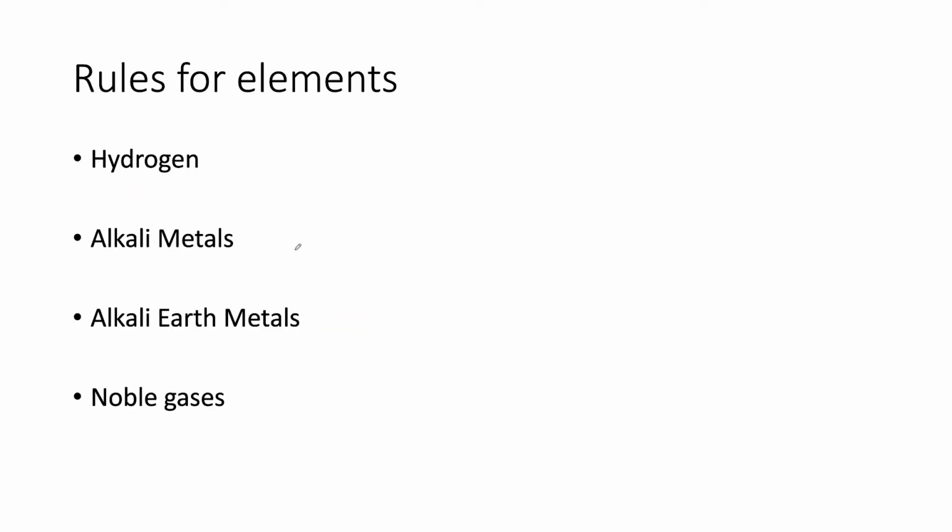Here's the rule for all the elements. Hydrogen is the unique one out of this bunch. There are 3 oxidation numbers. It could be 0, as in H2, -1, or +1 if bonded to a nonmetal. And that's on your periodic table. It's everything to the right of the metals. It is -1 if bonded to a metal.